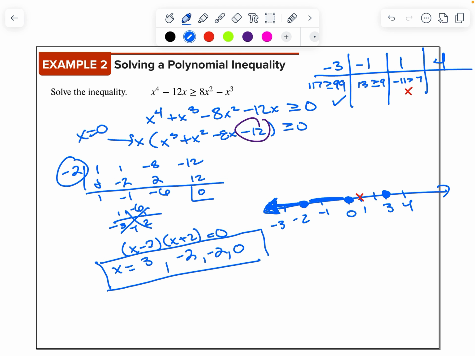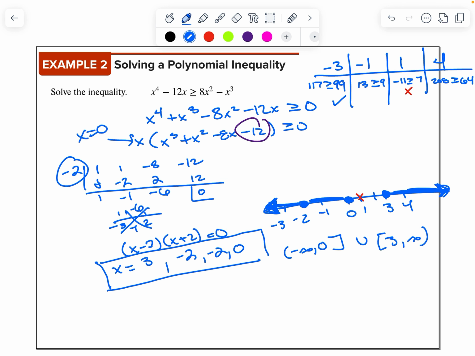And then positive 4. 4 to the 4th minus 12 times 4 is 208. Is 208 greater than or equal to 8 times 4 squared minus 4 to the 3rd, 64? Yes, it is. So we can shade that way. And so our interval notation is everything from negative infinity up to 0. And then everything from 3 to infinity.